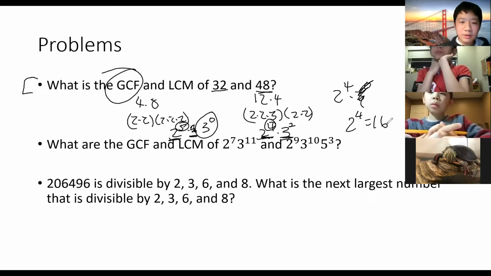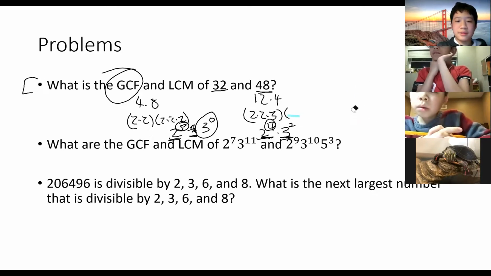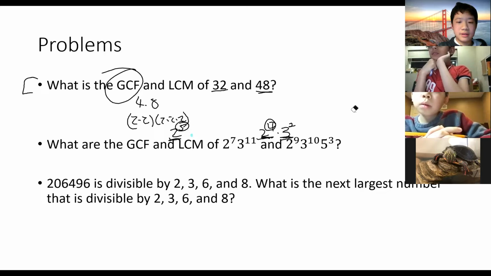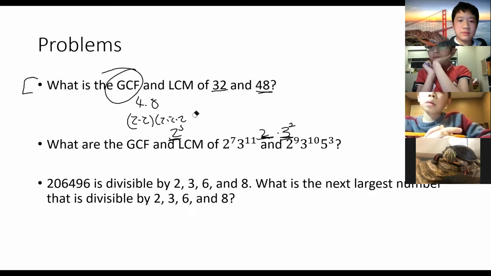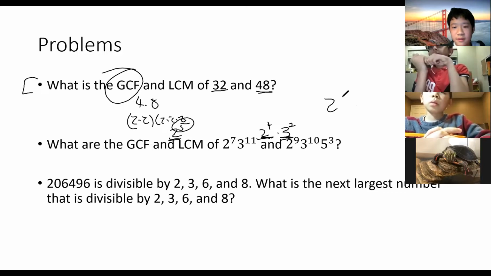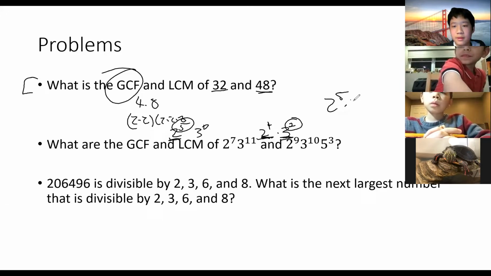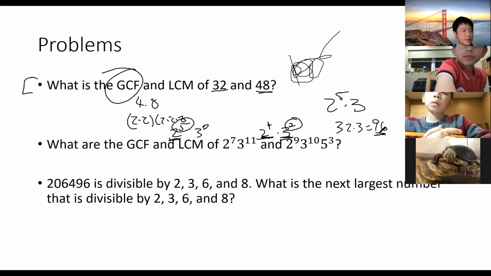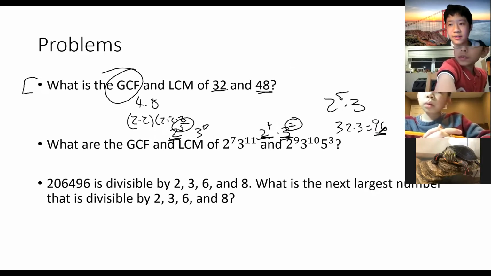Okay? What about LCM? I'm going to take the bigger one of them. Now, 2 to the 5, 2 to the 4. Okay, I'm going to take the bigger one. 5 and 4, I'll take 5. And again, 0 and 1, I'll take 1. So the answer is 32 times 3, 96. Okay? So I think this is the more efficient method to solve.